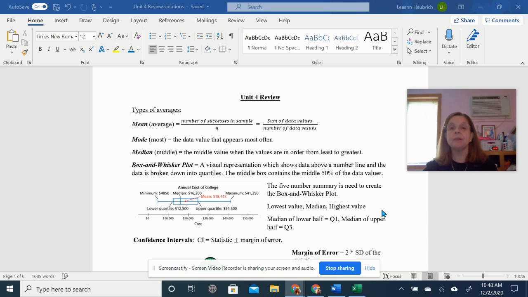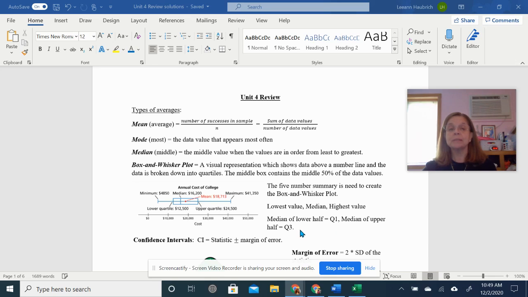For the 5-number summary, I always start with the lowest value and the highest value, and then I get the median when all the data are in order. The lowest value I plot on the number line where it belongs. The highest value I plot on the number line where it belongs, and the median. Then I get the lower quartile and the upper quartile.